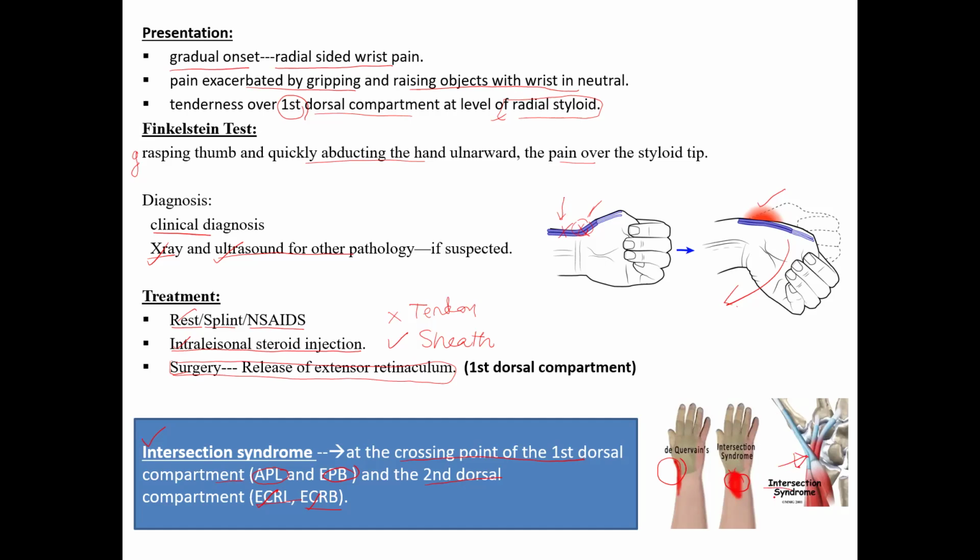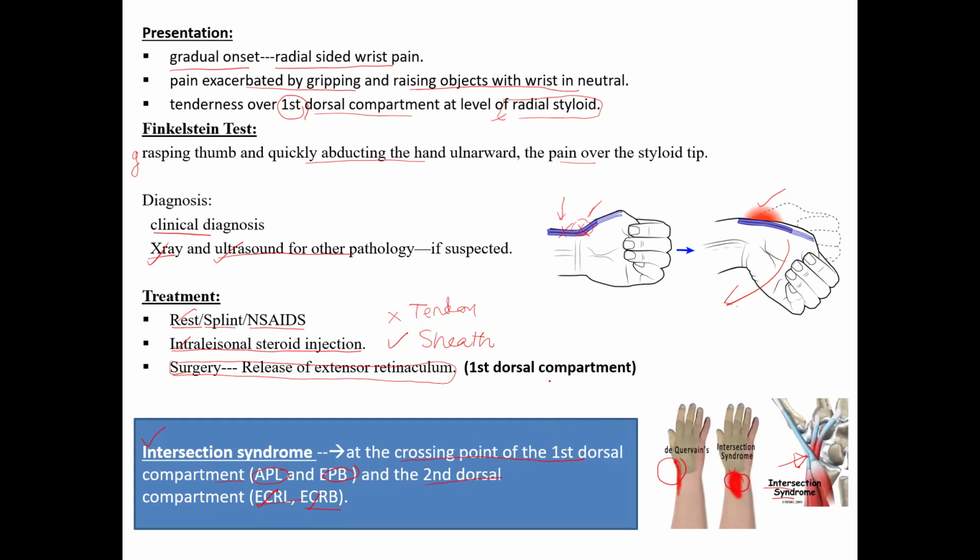Just to remember, I have written about the intersection syndrome. You need not know much more than this for intersection syndrome. Is that okay for you?